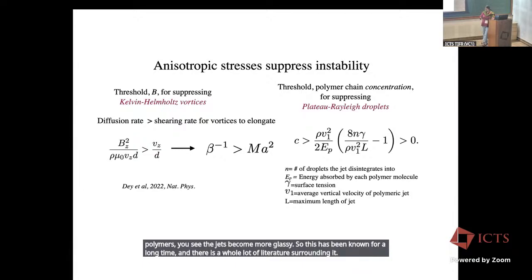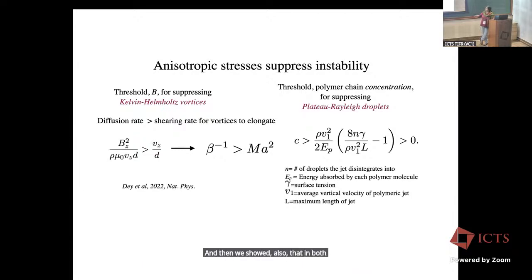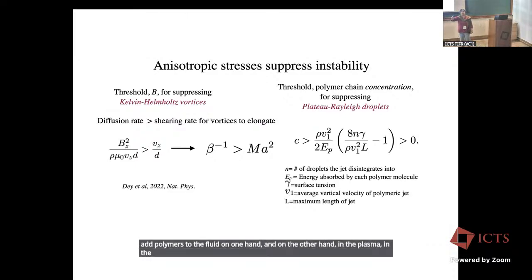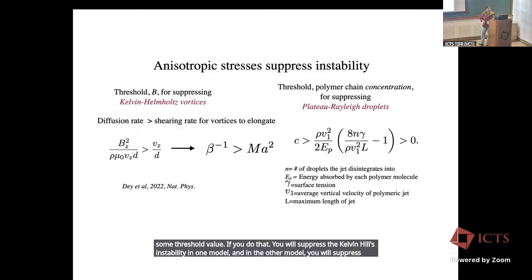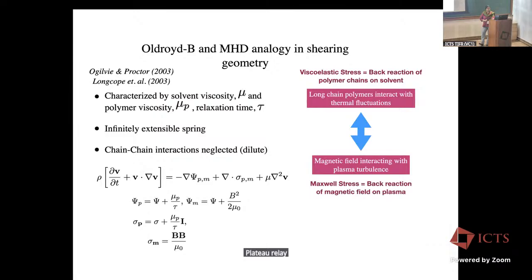And then we showed also that in both systems, the way to introduce anisotropic stress is to add polymers to the fluid on one hand, and on the other hand, in the plasma, in the MHD case, you can just increase your magnetic field from 0 to some threshold value. If you do that, you will suppress the Kelvin-Helmholtz instability in one model, and in the other model, you will suppress the Plateau-Rayleigh instability.